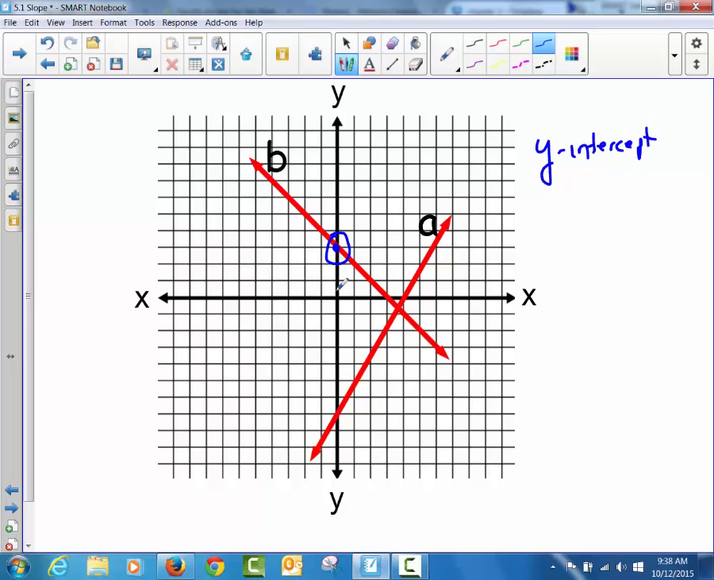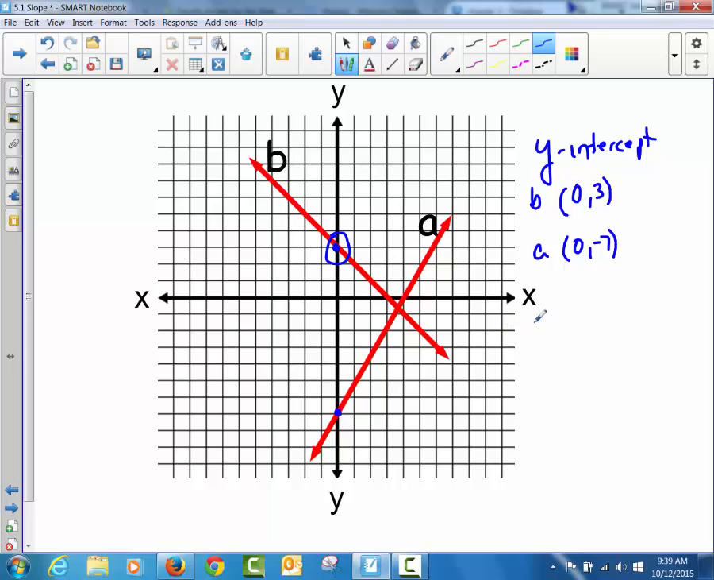Okay, and that point is 1, 2, 3. 0 because it doesn't move off the x-axis, and then 1, 2, 3 up the y-axis. So that point is (0, 3). Okay, now that was for B. Now for line A, the y-intercept is down here. So we count down 1, 2, 3, 4, 5, 6, 7. So that point is (0, -7).